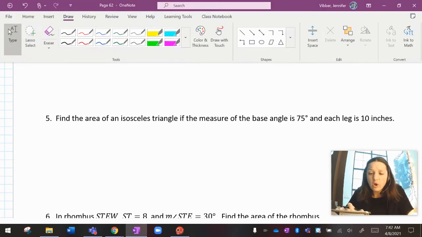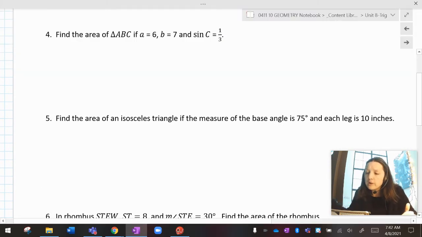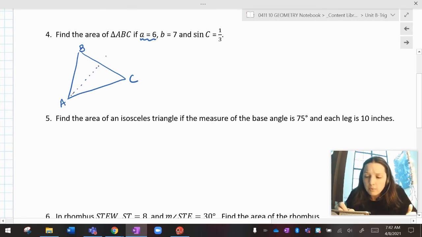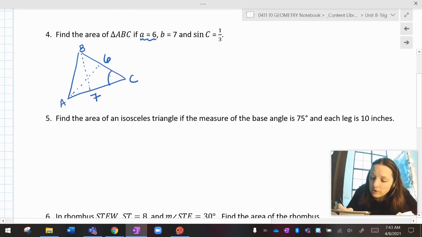Okay, just draw it. So it says find the area of triangle ABC if a is 6, b is 7, and sine C is 1/3. Okay, well, I'm going to draw the picture. So I have A, B, C. Little a equals 6 means the side across from A is 6. Little b equals 7 means the side across from or opposite B is 7. And they tell me for angle C, the sine of this angle is a third.